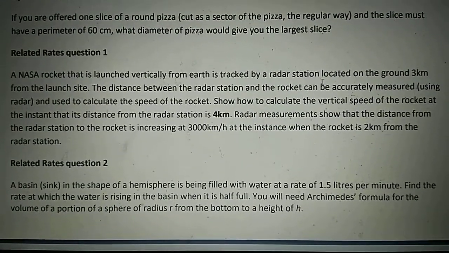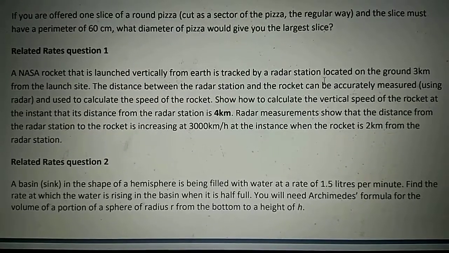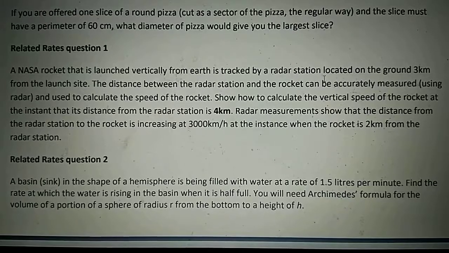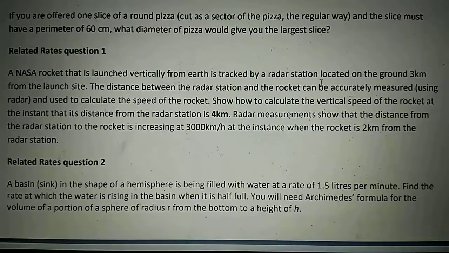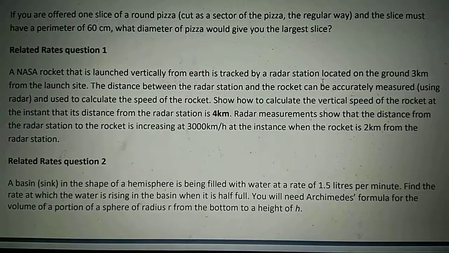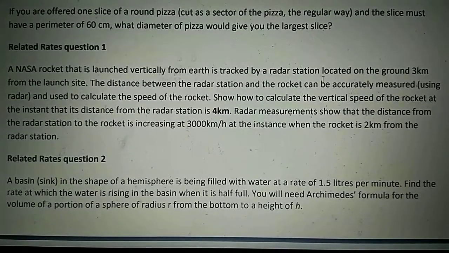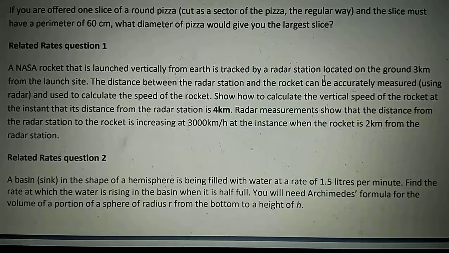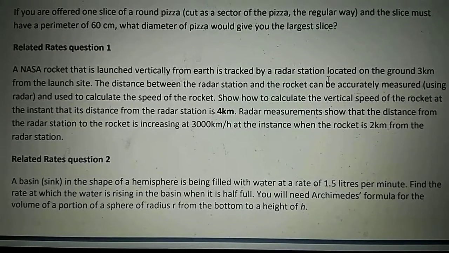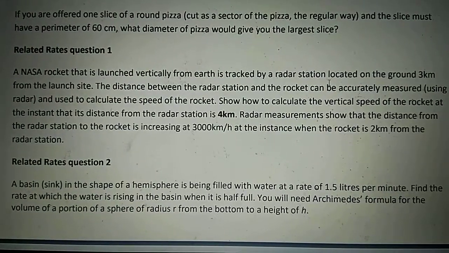The question is, show how to calculate the vertical speed of the rocket the instant that its distance from the radar is 4 kilometers. Radar measurements show that the distance from the radar station to the rocket is increasing at 3,000 kilometers per hour at the instant when the rocket is 2 kilometers from the radar station. That's the question.